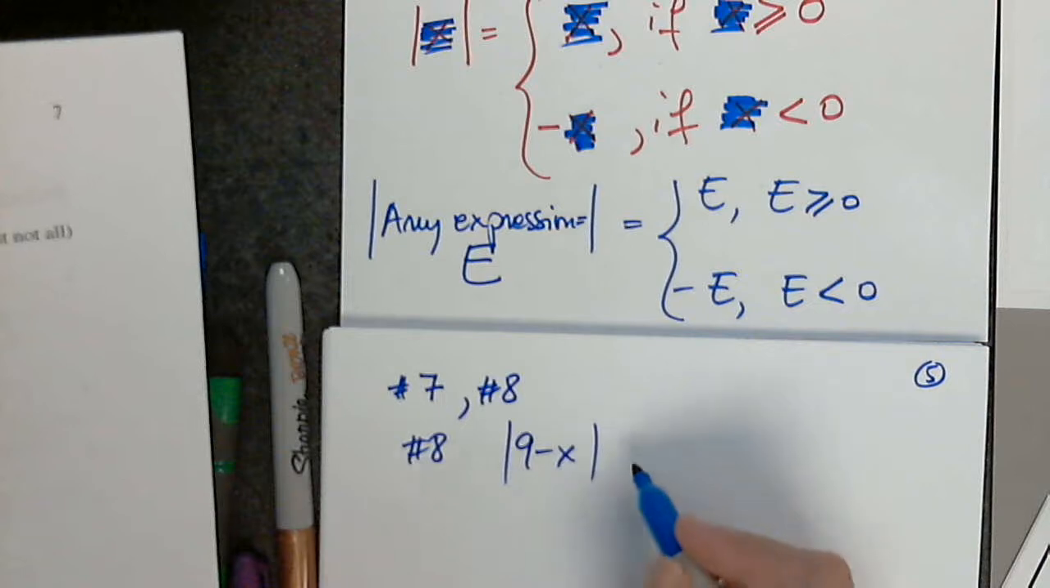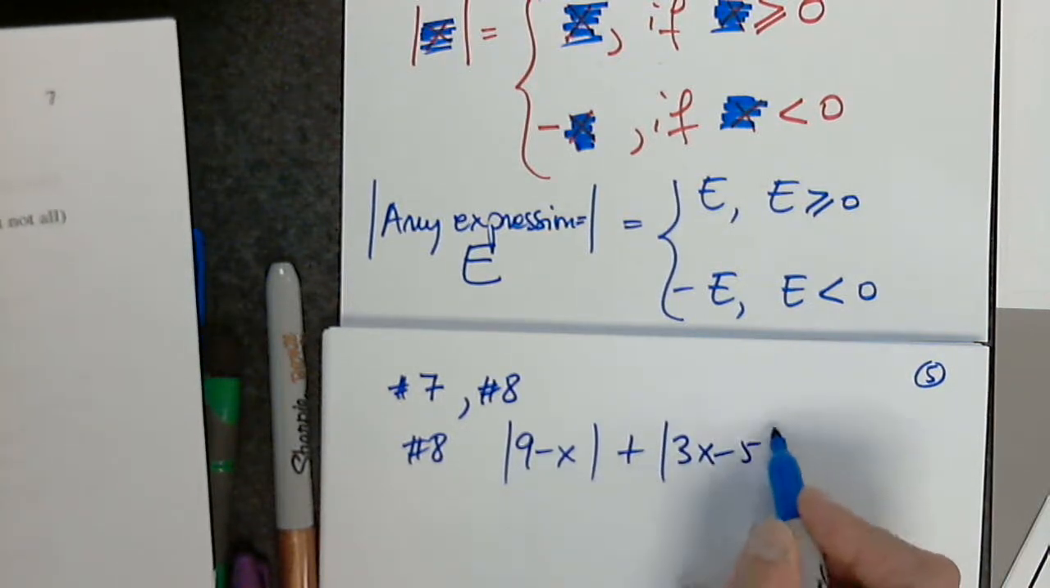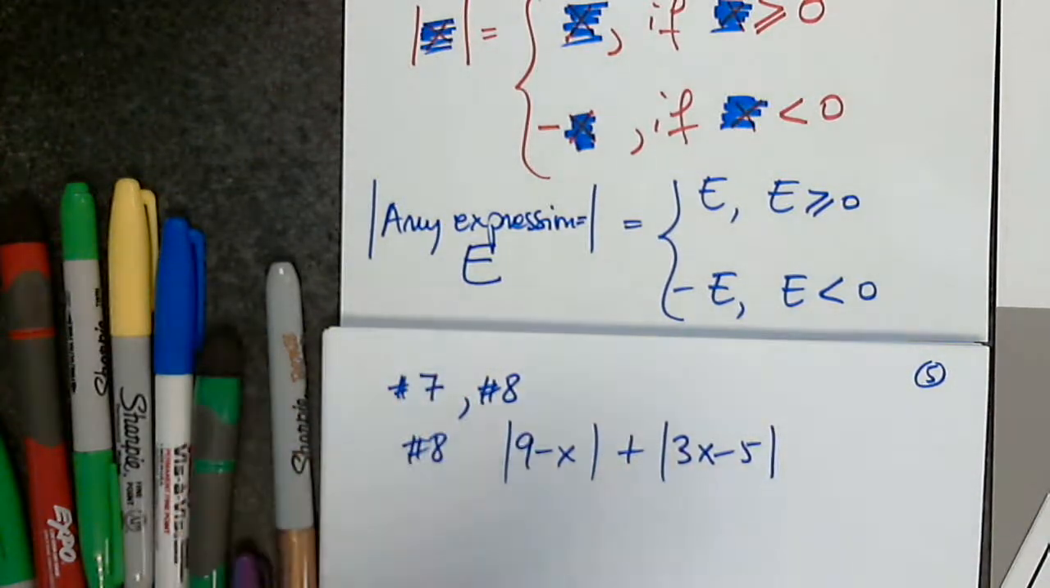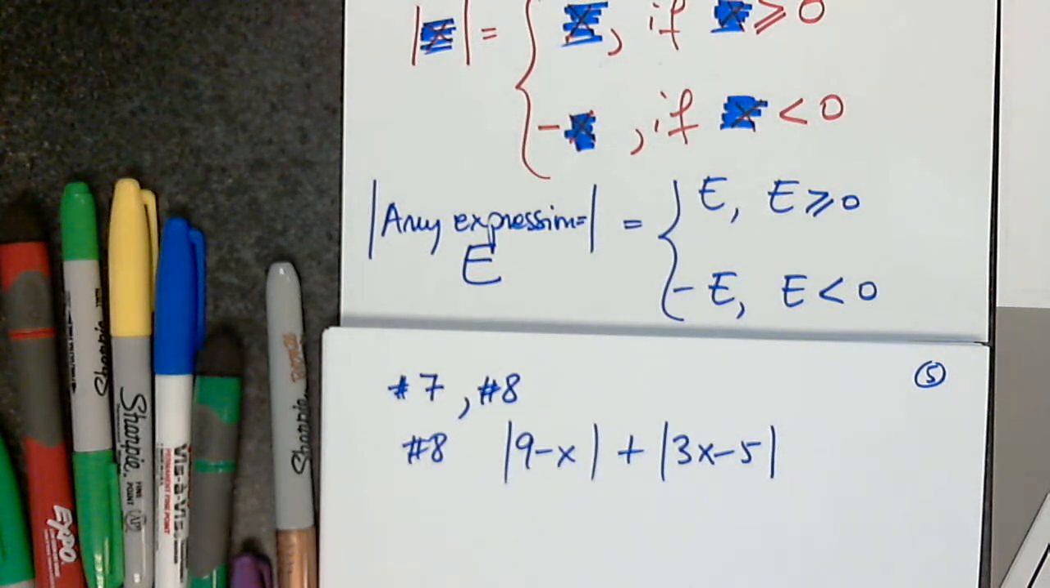9 minus x in absolute value plus 3x minus 5 in absolute value. And looking at this, you will say, wait a minute. What is this? And what we're trying to do, first of all, we're trying to simplify. We're trying to simplify this addition of two absolute values into anything that it's possible to simplify it to, but no absolute values at the end. Whatever I can get, but no absolute values at the end.